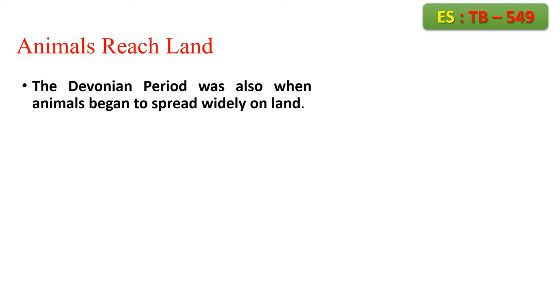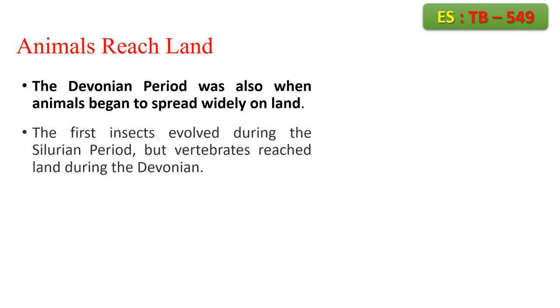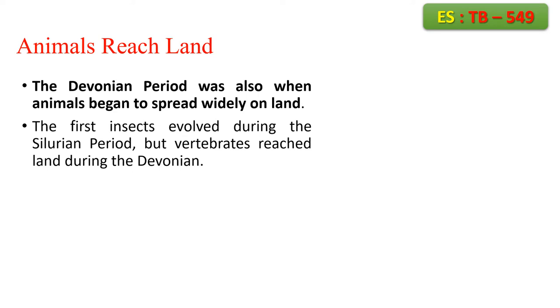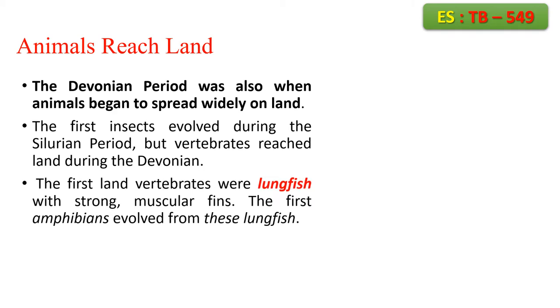Animals reach land. The Devonian period was also when animals began to spread widely on land. The first insect evolved during the Silurian period, but vertebrates reached land during the Devonian period. The first land vertebrates were lungfish with strong muscular fins. The first amphibians evolved from these lungfish.